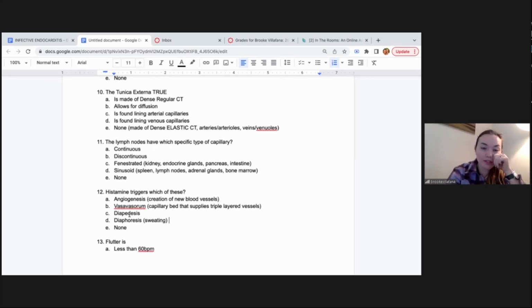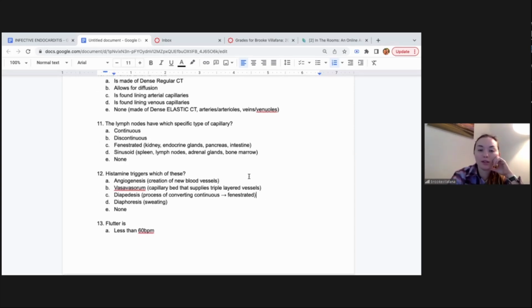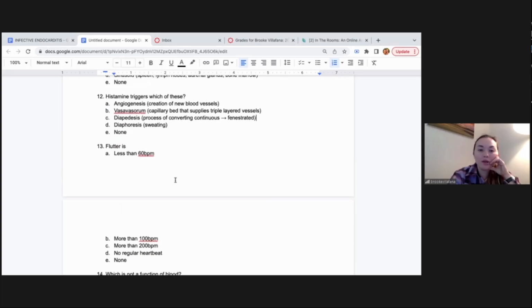So vasa vasorum, angiogenesis, diapedesis is the process of converting a continuous capillary to a fenestrated capillary. And we know that that is what happens based on histamine, and that's what we just talked about with blood, white blood cells. I didn't talk about this, but I thought that we would just cover it in a question. So what is flutter? And then you can choose from these options here.